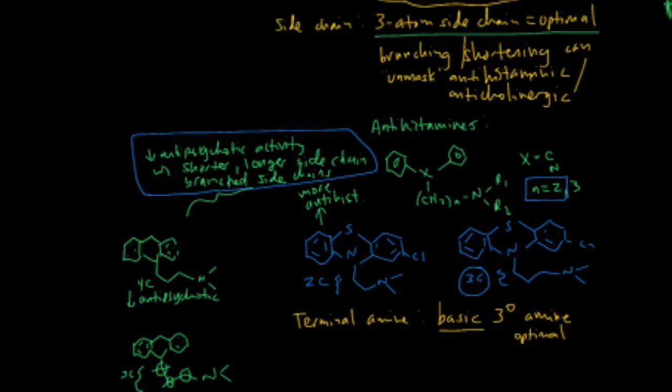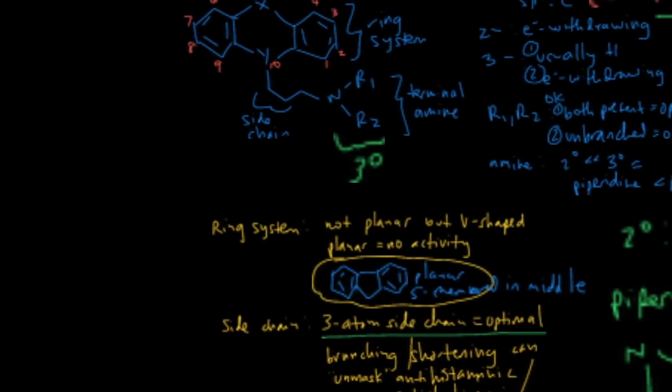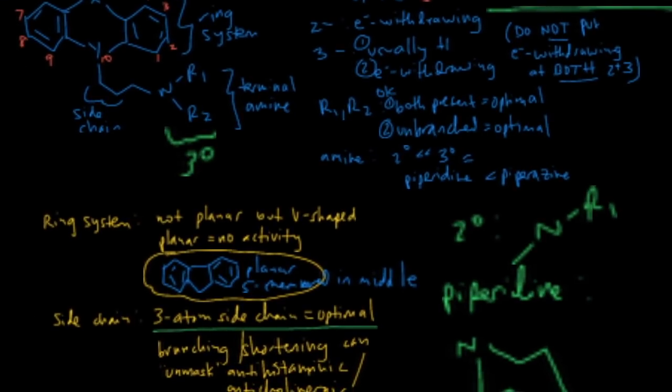Okay, next up is your terminal amine. So I'm referring to this amine right here. Remember that both R1 and R2 have to be present, meaning it has to be a tertiary amine. If R1 and R2 are here and nitrogen is attached to this carbon, then you have 1, 2, 3 groups attached to nitrogen, so you have a tertiary amine. Whereas 2 groups attached to nitrogen produce a secondary amine. So tertiary amines are optimal. Unbranching them is also optimal.